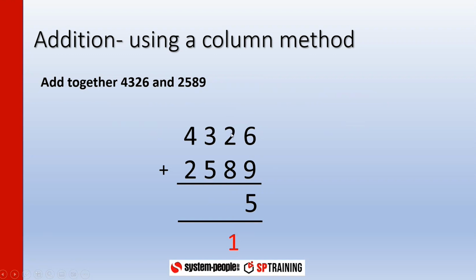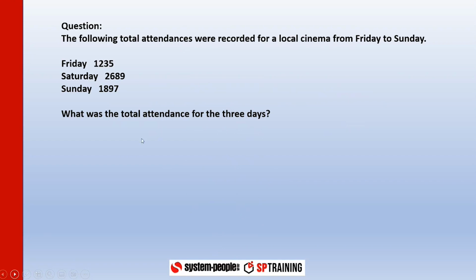I'm then going to add up my tens. I've got 2 tens and 8 tens. That makes 10 plus 1 more will make 11. And I put my 1 down in the tens column and I've moved 1 over into the hundreds column. I've now got 3, add 5, which is 8, plus 1, which makes 9, and then 4 plus 2, which makes 6. So the answer to my question is 6,915.